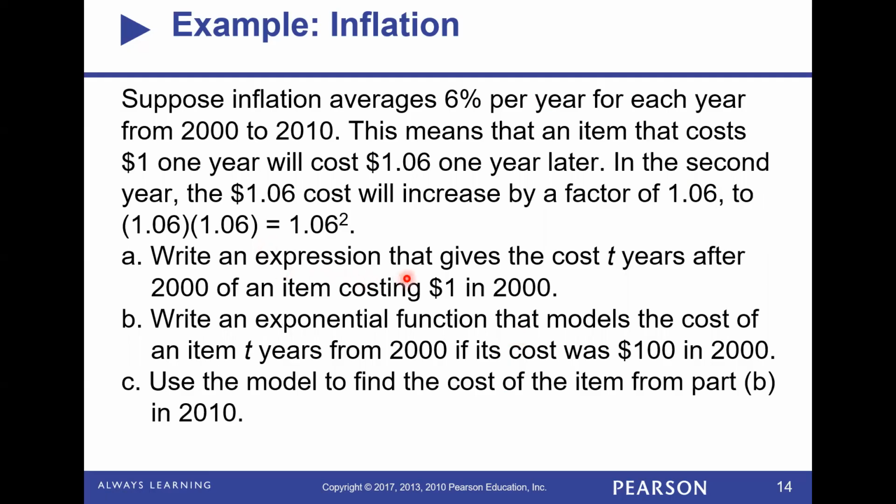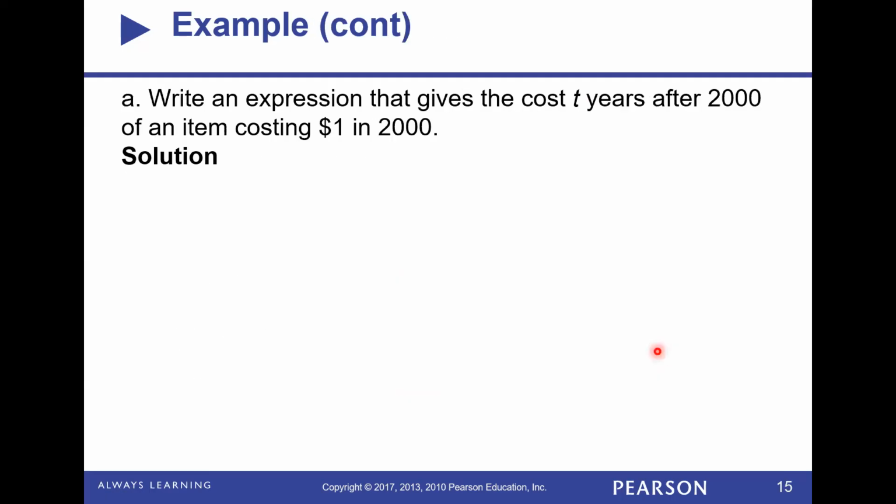Okay. So we're going to start by writing that expression. And we're going to start with, well, what if the initial cost was $1? And then in part B, we're going to do the same thing, except the initial cost will be $100. And then part C, we're going to use a model that we create. So let's write an expression that gives the cost.